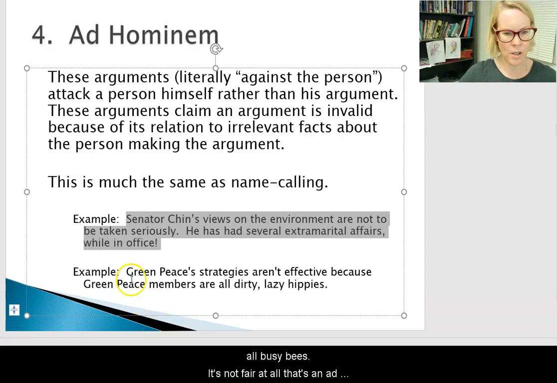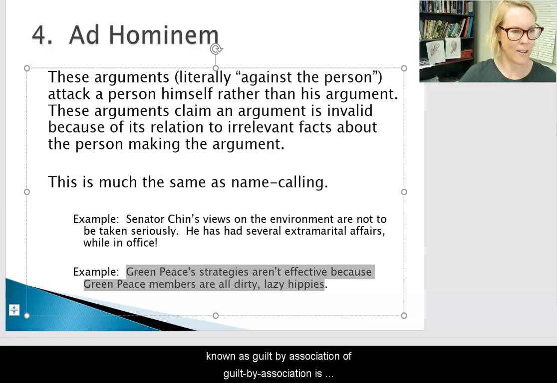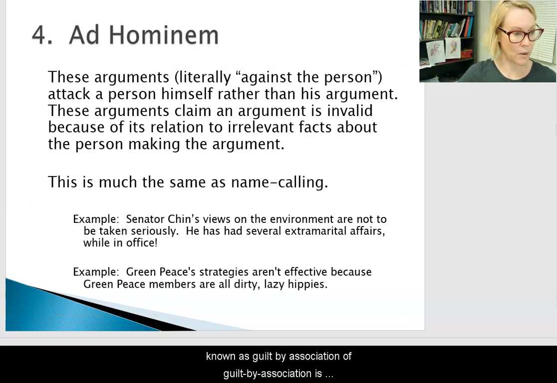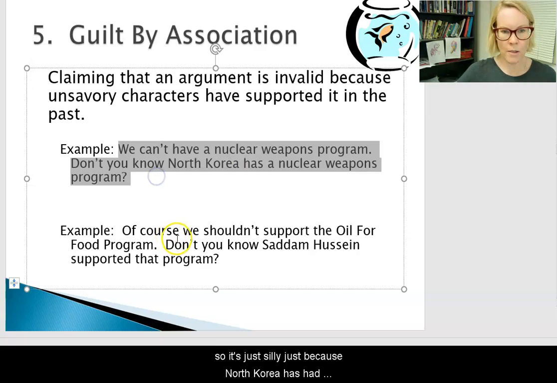Here's another example. Oh, Greenpeace strategies aren't effective because Greenpeace members are all dirty, lazy hippies. Oh, that's not fair at all. That's an ad hominem attack. All right. The next one we'll look at is known as guilt by association. Now, guilt by association is claiming that an argument is invalid because unsavory characters have supported it in the past. So here's an example. We can't have a nuclear weapons program. Don't you know North Korea has a nuclear weapons program?